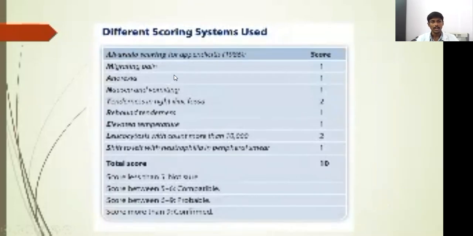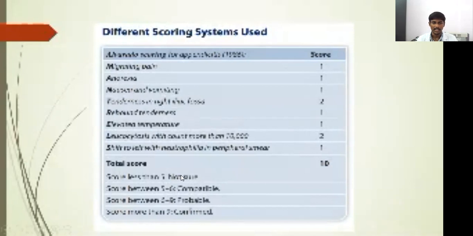And this is the scoring system used in acute appendicitis cases. This is called the Alvarado scoring system. It has a total score of 10: migrating pain 1, anorexia 1, nausea and vomiting 1, tenderness in right iliac fossa 2, rebound tenderness 1, elevated temperature 1, leukocytosis with count more than 10,000 2, shift to left with neutrophilia in peripheral smear 1, totally 10, in which tenderness in right iliac fossa and leukocytosis count more than 10,000 have 2 scores each.